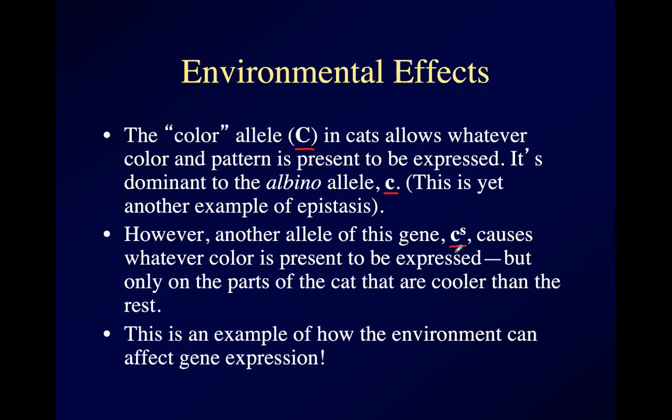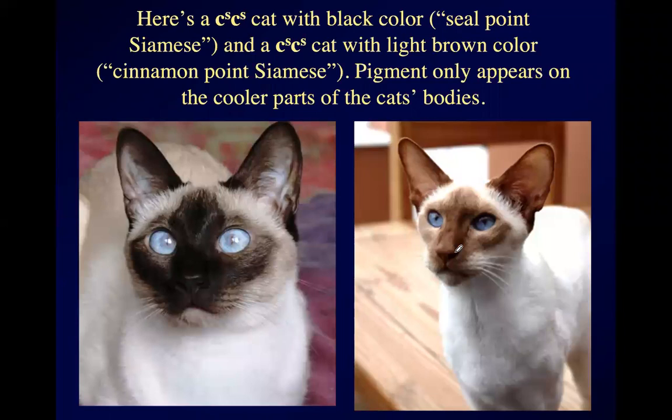Now think about what this looks like. The parts of a cat that are cool are the same as the parts of you that get cold. So if you're walking around and a cold front comes through and suddenly it gets chilly, what are your body parts that are going to feel it first? Well, probably your feet, probably your fingers, and probably your face, right? Your nose and your ears. And what you would get in a cat is the Siamese pattern.